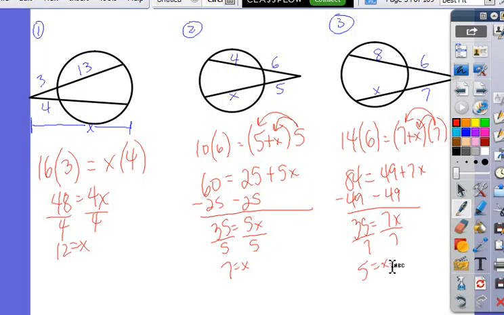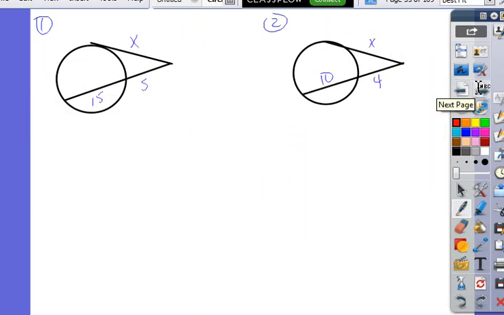Any questions about this rule? Alright. Copy those two down. Again, what does the rule say on this? You still have to do whole thing times the outside, and square the tangent. So what is the whole thing for that bottom? 20 times the outside piece, which is 5, equals the tangent squared.